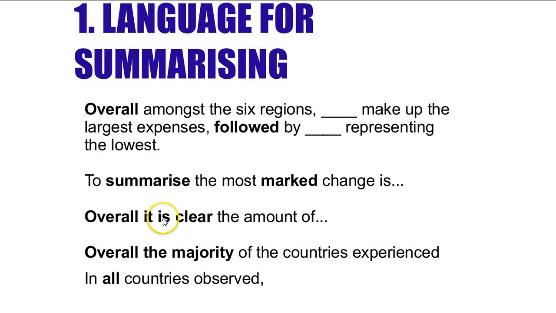Okay, another sentence: overall, it is clear the amount of sales, and so on. Next one, to summarize, the most marked change is the jump from vegetarianism to veganism, or whatever. And the final sentence you can use is, overall, amongst the 6 regions, 5 make up the largest expenses, followed by 3 representing the lowest. Or to be a bit more specific, overall, amongst the 6 regions, England and Wales make up the largest expenses, followed by Scotland representing the lowest.